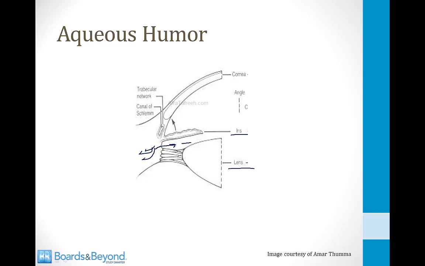The aqueous humor will then fill the posterior chamber and fill the anterior chamber, and from there it will find its way over here to this little angle between the iris and the cornea, and the trabecular meshwork is in there, and so is the canal of Schlemm, and that's how it will get drained out. And so this is the process by which aqueous humor gets produced and drained from the eye.